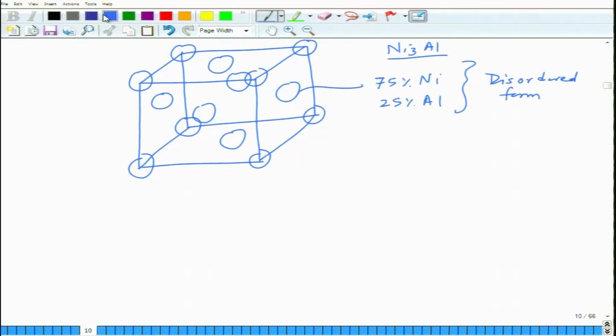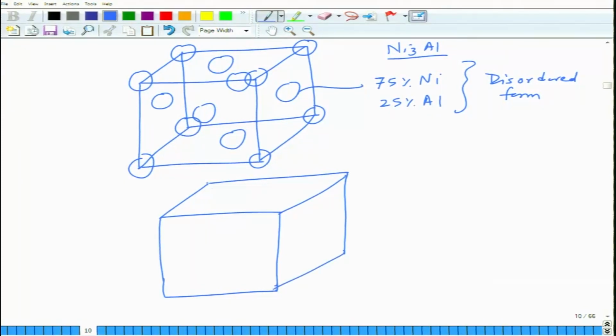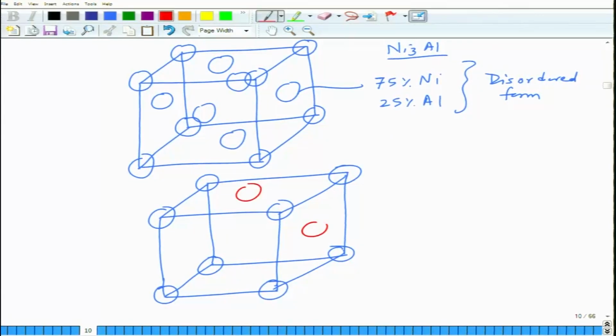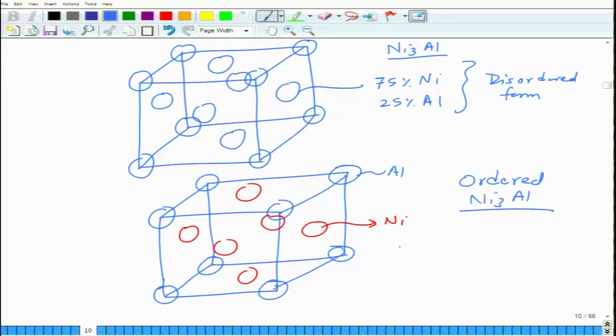When it is ordered, it is different. In case of ordering, let me draw all the 6 atoms. This is the ordered structure. So here, nickel, and this becomes ordered Ni3Al, where nickel goes to half 0 half, 0 half half, and aluminum goes to 0 0 0.